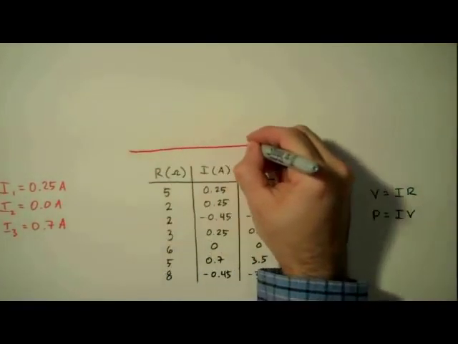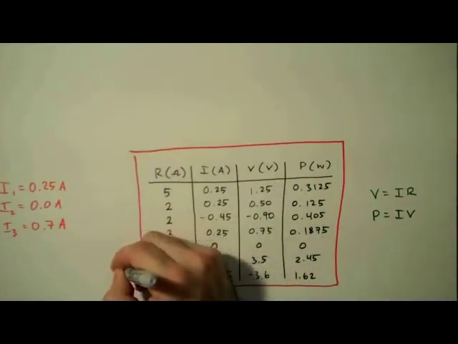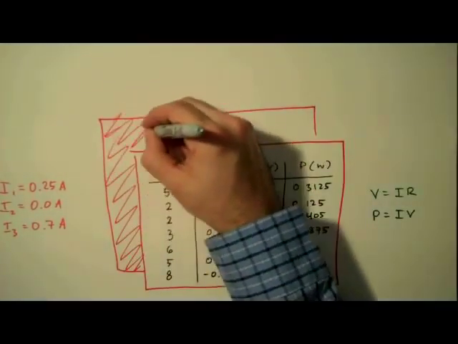Using Kirchhoff's rules in conjunction with some linear algebra techniques to determine the current through, voltage across, and power dissipated by a bunch of resistors.